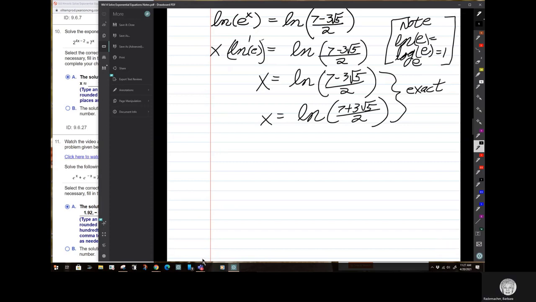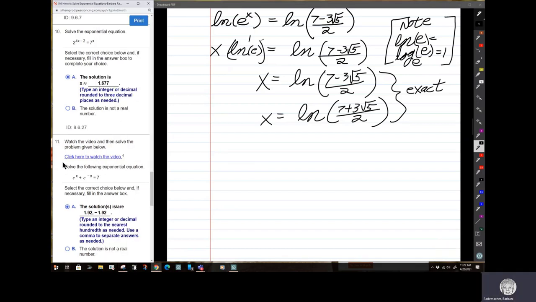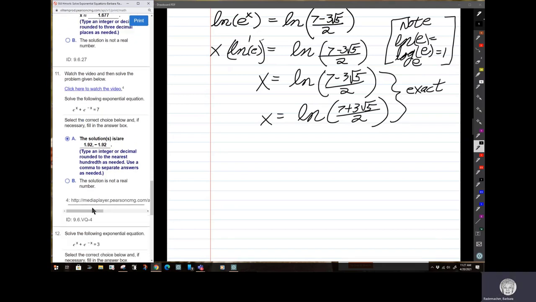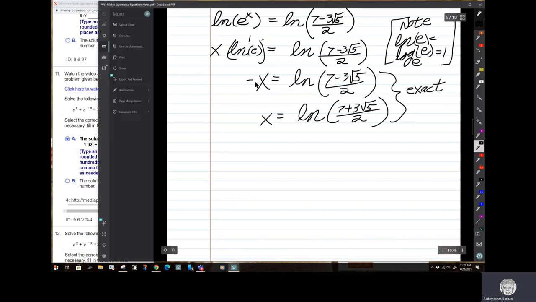But that's not what they're asking for. What they're asking for is the approximate solutions, and round to the nearest hundredth this time, which is 2 decimal places. So this x equals negative 1, well, is about squiggle. Let's bring them down here.